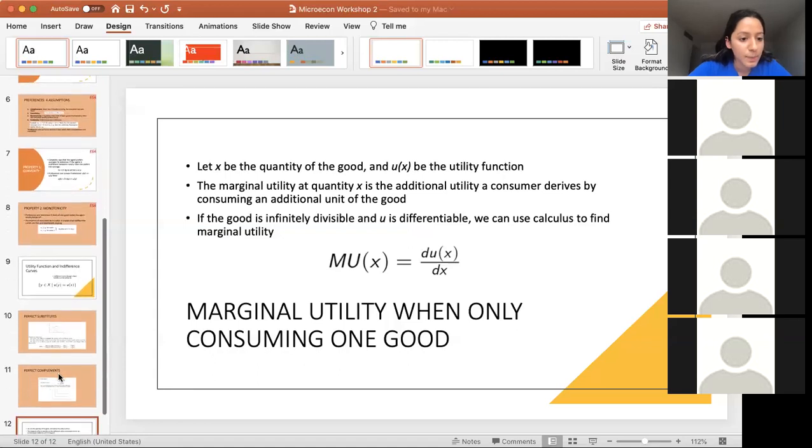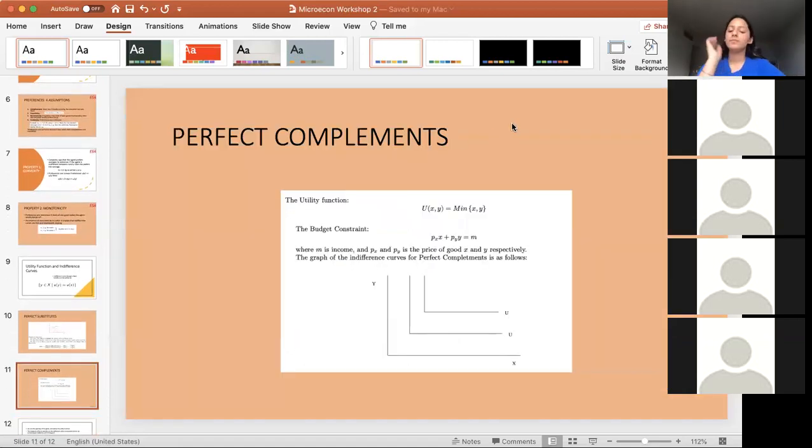I talked about this last time, perfect complements. The best example to give is shoes. A left shoe and a right shoe are perfect complements. If you have one left shoe, you just need one right shoe. Getting more of it doesn't give you more utility, it doesn't help you in any way. So that's why you have a minimum function. You just need the minimum of both goods. If you have two left shoes and two right shoes, that's fine, but getting more of one good and not getting more of the other doesn't make any sense.